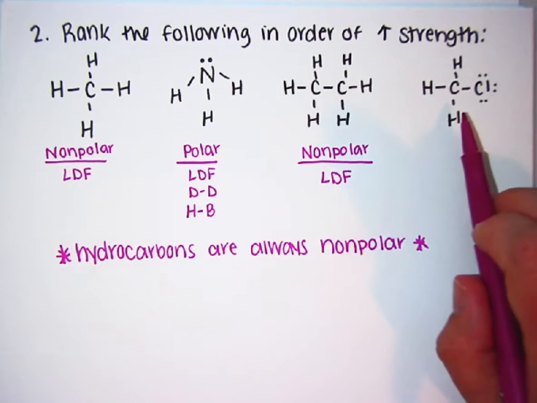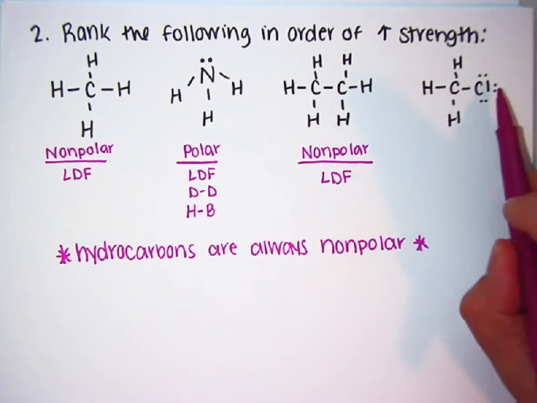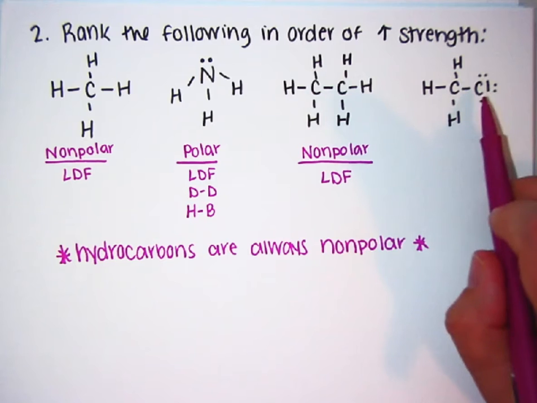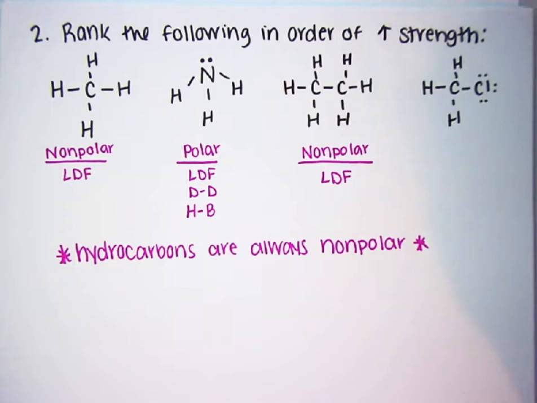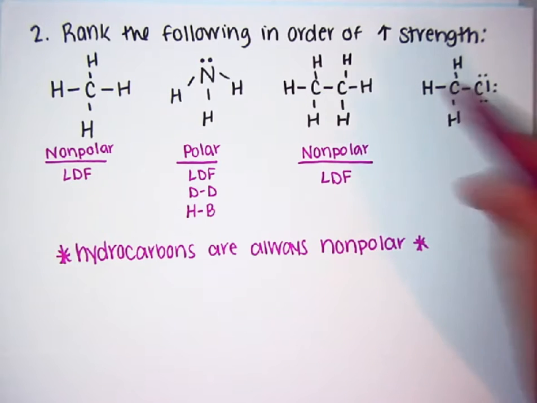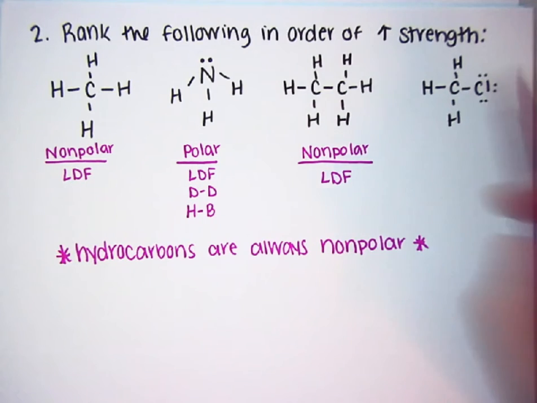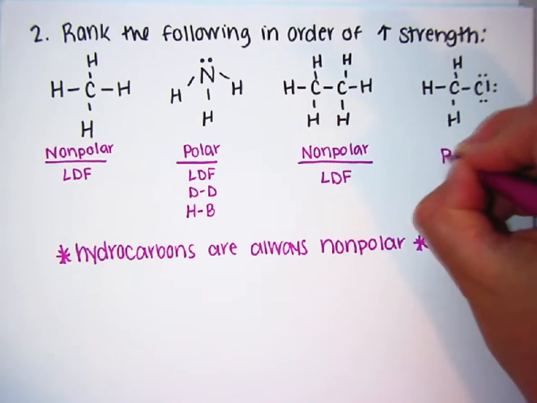Last one. This one is not a hydrocarbon because it has a chlorine attached to it. That chlorine also makes it polar. These vectors are not equal in magnitude. Chlorine is much more electronegative than hydrogen. So this bond is much more polar. We're going to induce a dipole.